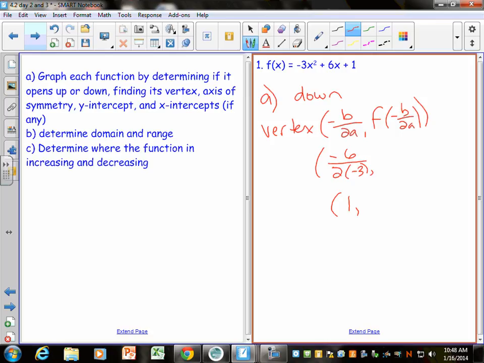But do you agree that this is just 1? Can I plug 1 into this problem to figure out what the y value is that goes with that vertex? Yeah, that's what this means. F of negative b over 2a means now plug 1 in and tell me what you get, and that's your vertex. Do you have to show all this work every time? No. I just want to show you where it comes from. So if I plug 1 in here, I'm going to get negative 3 plus 6 plus 1. You with me on that? Because that's all just 1. Which means my vertex is 7 minus 3, 4.